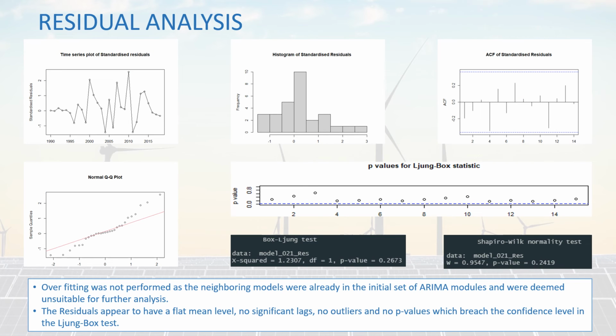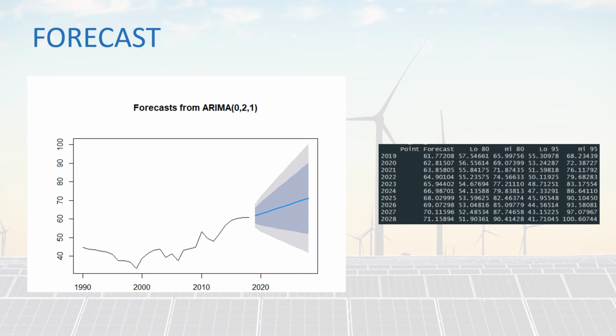So in our residual analysis, we find that in the time series plot, there's a flat mean level. The histogram doesn't reveal any outliers. The ACF plot shows no significance of any residuals. All lags are above the confidence levels in the Ljung-Box plot, and the Shapiro-Wilk and Ljung-Box tests have p-values that suggest that we cannot reject the normality of the series. So the ARIMA 021 model was deemed appropriate for use for forecasting. Note that overfitting was not performed, as the neighbouring models were already in the initial set of models identified and were deemed unsuitable for further analysis.